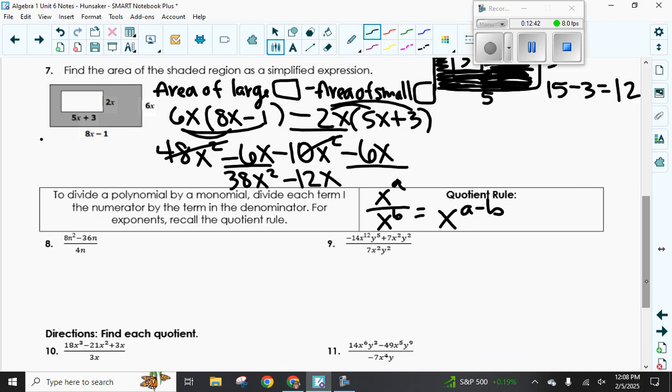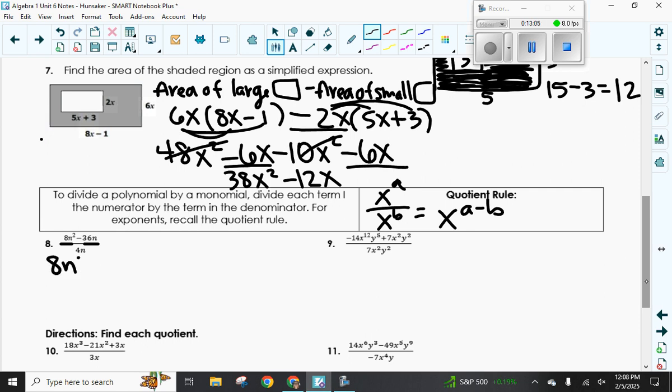So when you're multiplying two things with the same base, you add. When you're dividing two things with the same base, you subtract. Okay, so what we're going to do is take each term in the numerator and divide it by the denominator. So let's talk about a term again. Terms are separated by addition and subtraction. Okay, so I have two terms here. I'm going to take both of these terms and divide by the bottom.